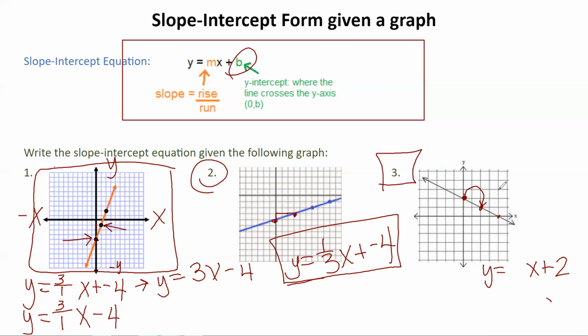I'm going to go down. How many, Addie? Down 1, so negative 1. And then to the right, how many? 2. Good. Down 1, right 2. Good job, guys. So we have a slope of negative 1/2 x plus 2. Perfect. Any preguntas there? Any questions?